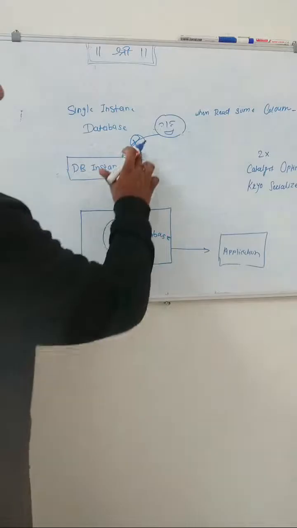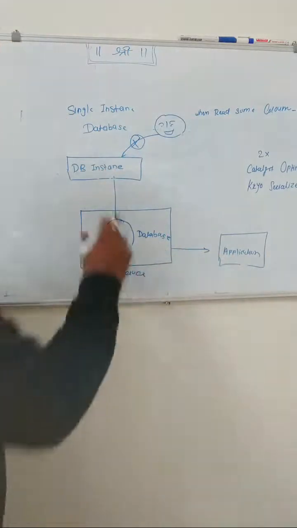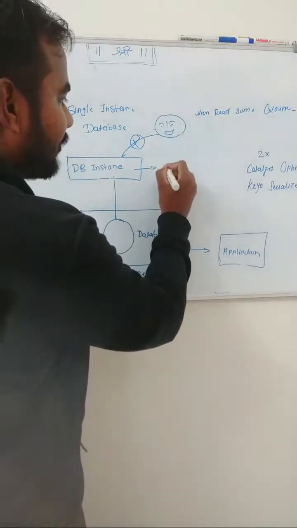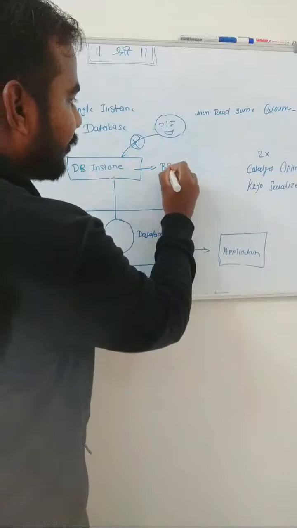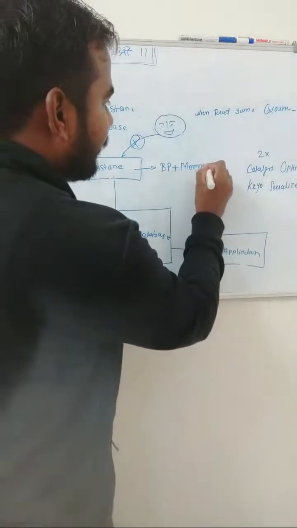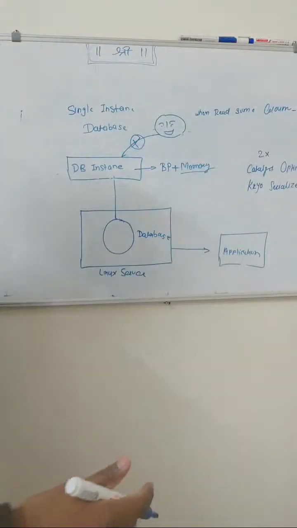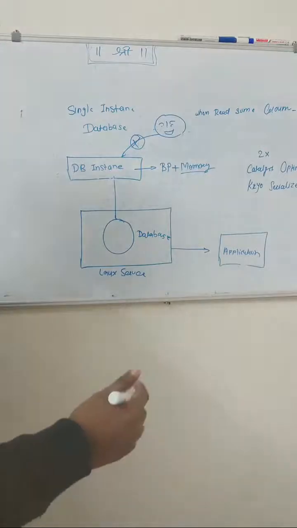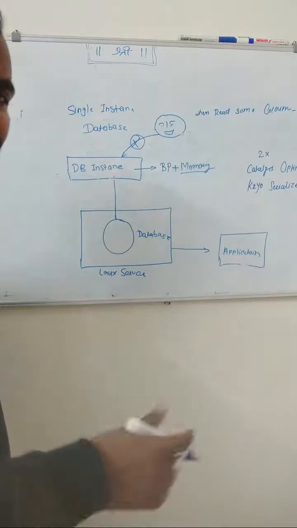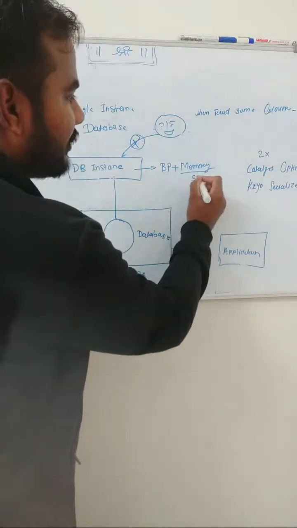Okay, if your instance is down, then there is no use of this application and database, because your instance is down. What is an instance? An instance is the collection of background processes plus memory. Now you'll ask me, what is this memory? When you start the database, basically the database needs some memory to perform its operations. That memory, we call it the SGA.